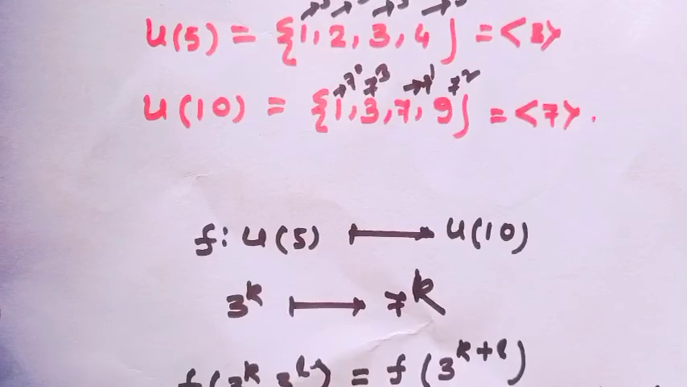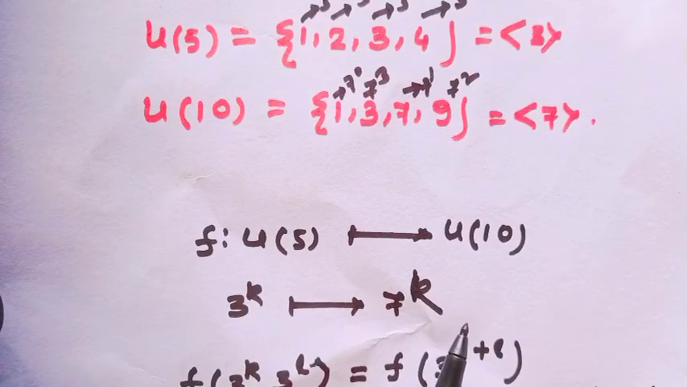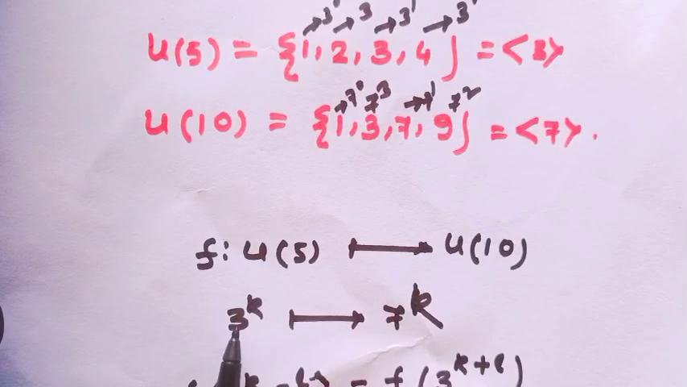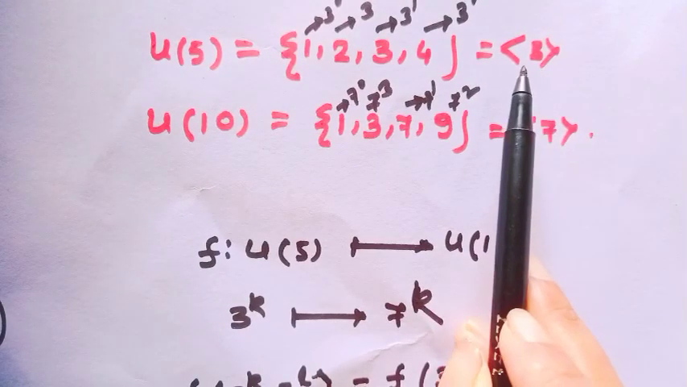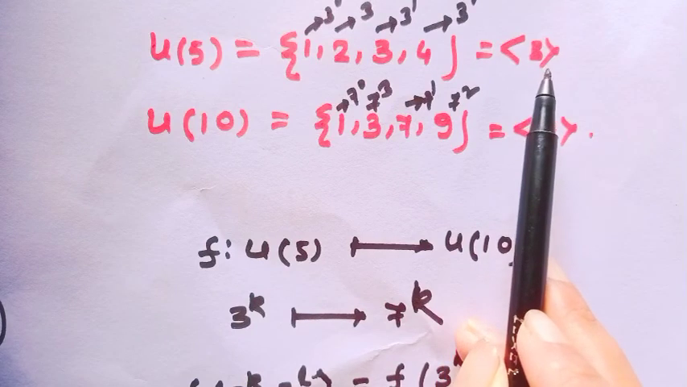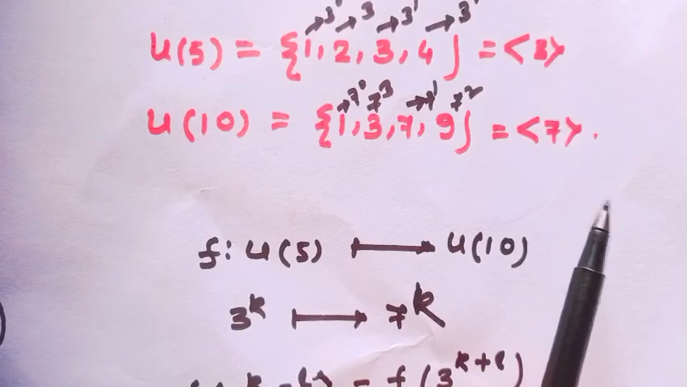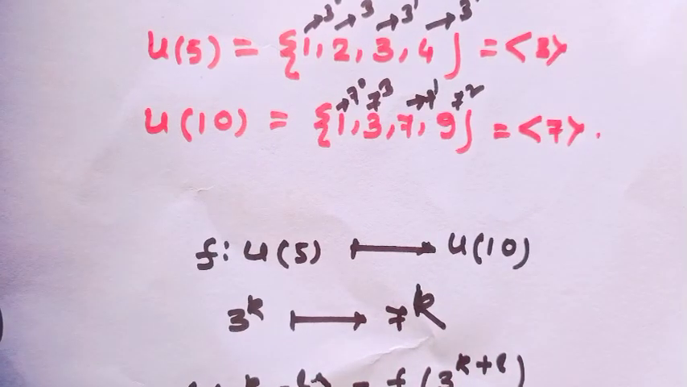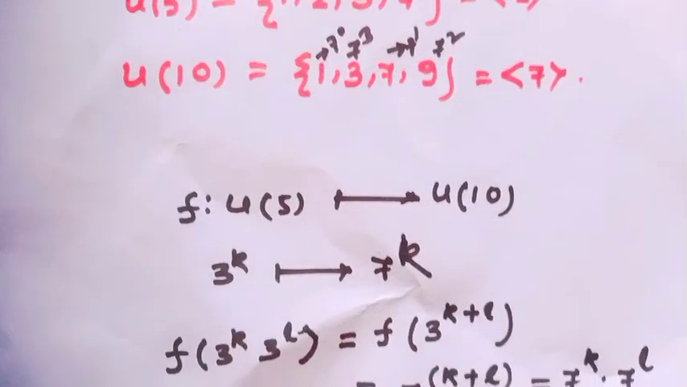Now define a function f from U5 to U10 as 3 to the power k sends to 7 to the power k. Are you getting why I have defined this function? Because this group is generated by the cyclic subgroup 3 and this group is generated by the cyclic subgroup 7. At first we have to prove whether this function is a homomorphism.